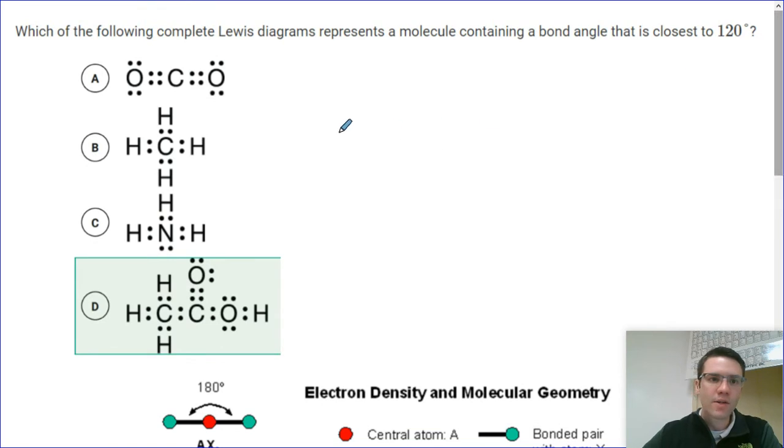Are any of these Lewis structures consisting of a central atom with 3 things attached? Well, this one only has 2 things attached. This would be a linear, or 180 for our angle. This has 4 things attached.